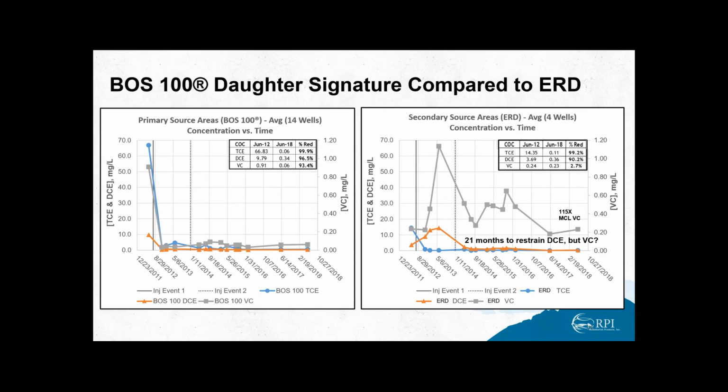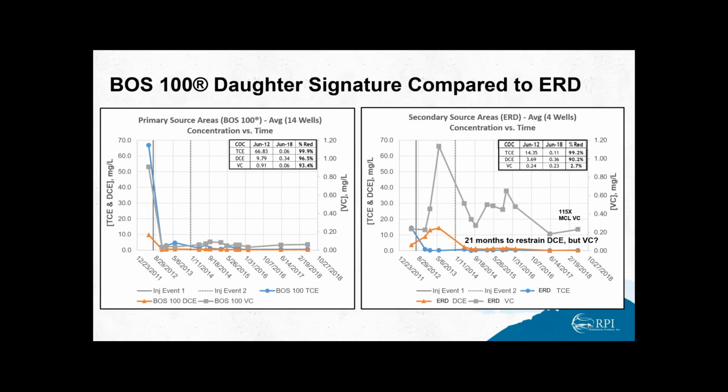Now in this particular slide, what I want you to see is the daughter signature of BOS 100, which you can use somewhat as a stand-in for ZVI, even though they are not the same thing. They're using a similar reaction pathway. So we'll compare that to EDR to understand the difference between the two reactions. Notice the axes are on the same scale.